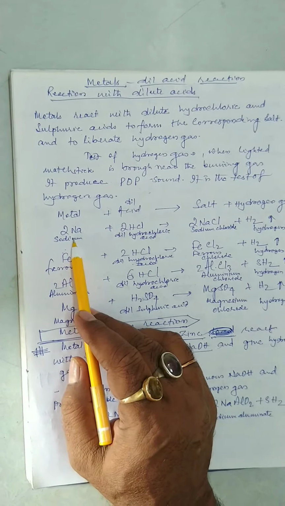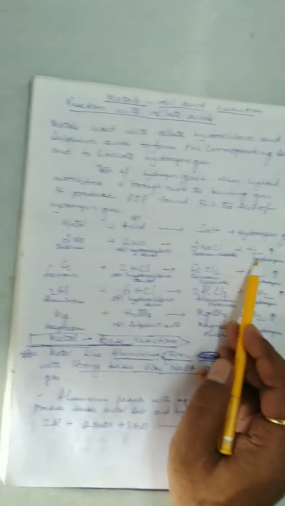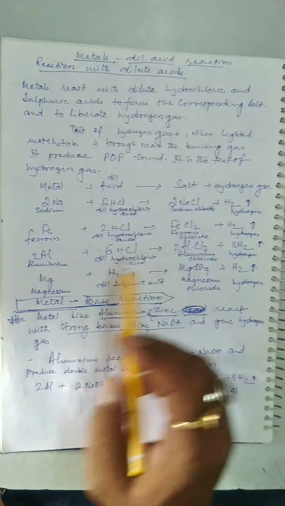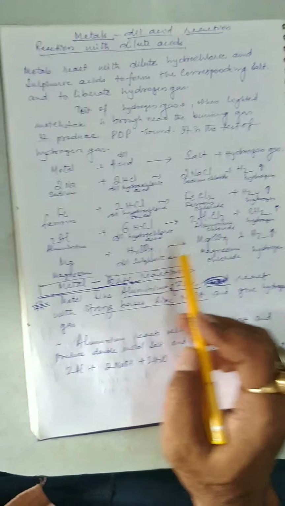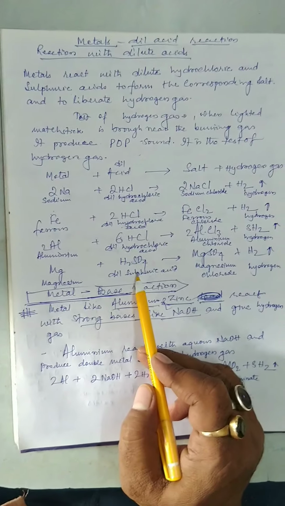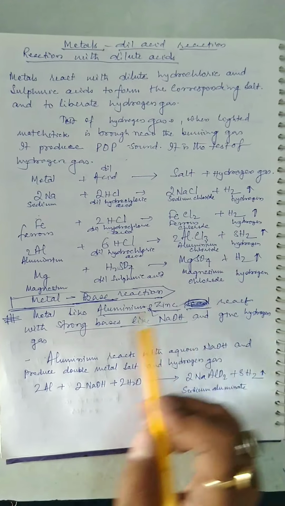Now the reactions. Sodium plus dilute HCl forms sodium chloride and hydrogen. Ferrous plus dilute HCl forms ferrous chloride and hydrogen gas. Aluminium plus dilute HCl forms aluminium chloride and hydrogen. Magnesium plus dilute sulfuric acid produces magnesium sulfate plus hydrogen.